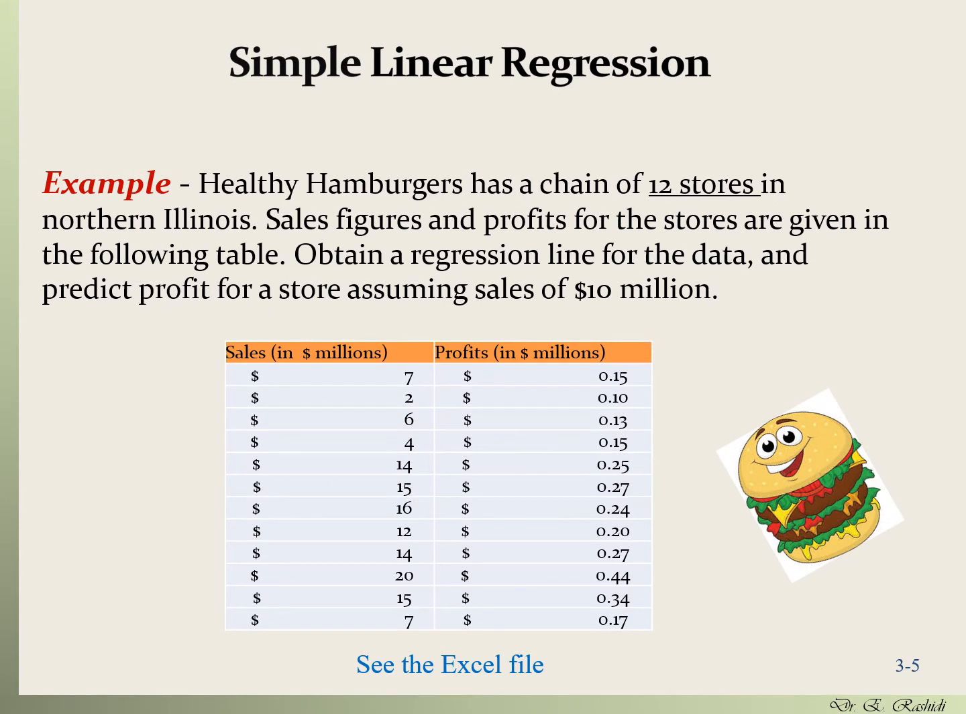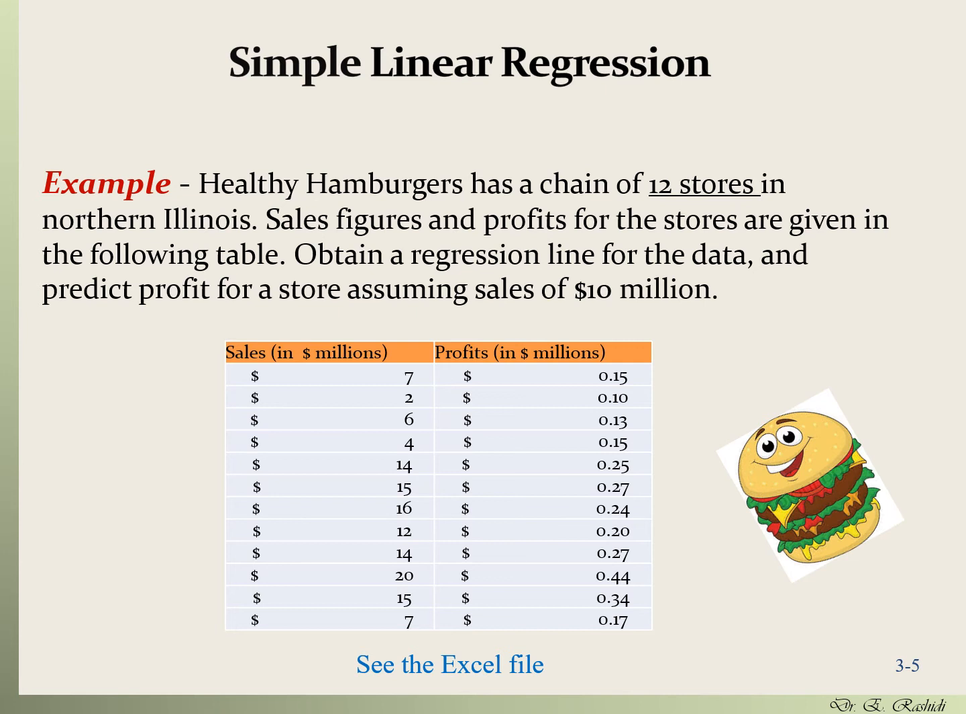Here is an example of the application of simple linear regression in making a forecast. Healthy Hamburgers has a chain of 12 stores in northern Italy. Sales figures and profits for the stores are given in the table. You want to obtain a regression line for the data that can make a prediction for the profit for the stores, assuming sales in units of 10 millions of dollars.